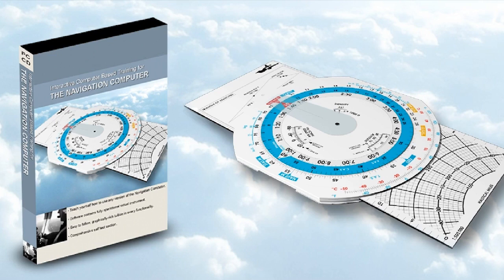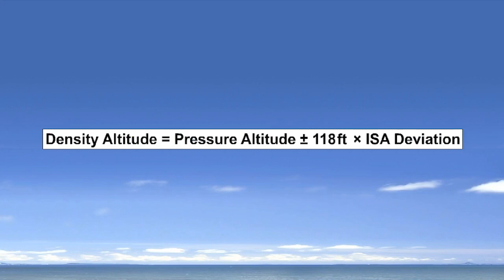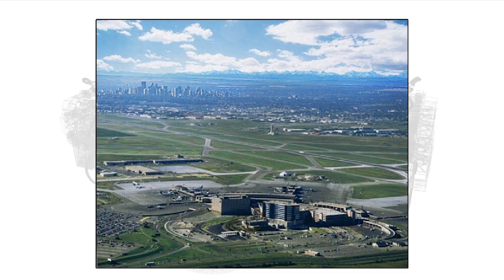We can either employ a navigation computer to determine the actual density altitude, or use a simple formula. The formula requires that we add to the pressure altitude 118 feet for every degree Celsius that the actual temperature is above ISA. For an example of how much influence the temperature can have on the density altitude, let's try an example.